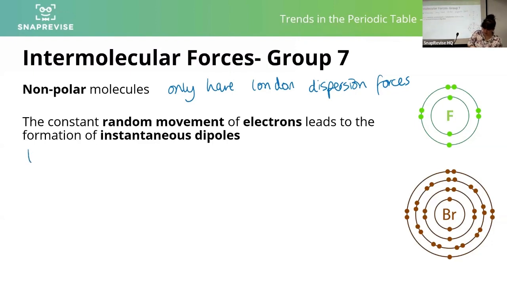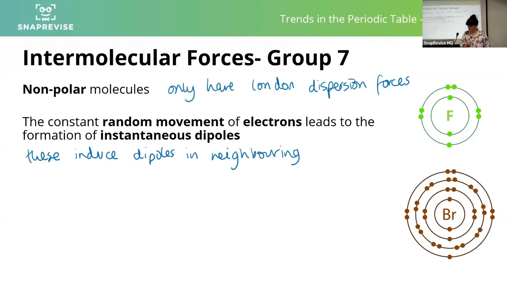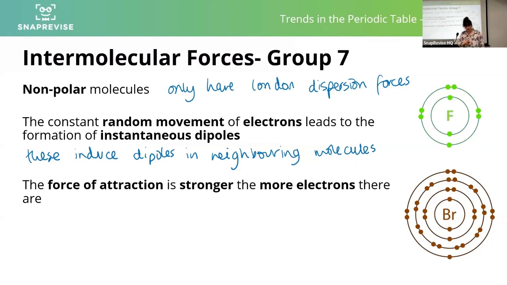These instantaneous dipoles induce dipoles in neighboring molecules. So they cause a dipole to occur in a neighboring molecule by attracting or repelling electrons. And the force of attraction is stronger when you've got more electrons within the molecule. If you've got more electrons, you can have a bigger dipole, you can have a greater charge difference. If you've got a greater charge difference, you've got a greater attraction. So the force of attraction is stronger the more electrons there are.